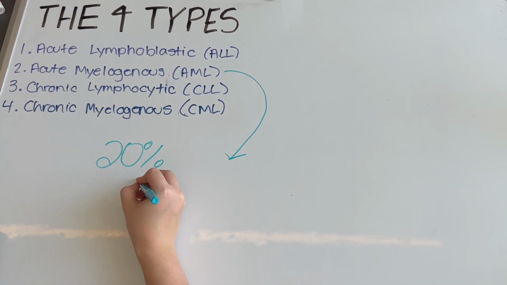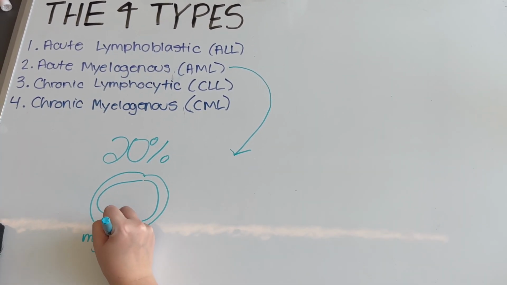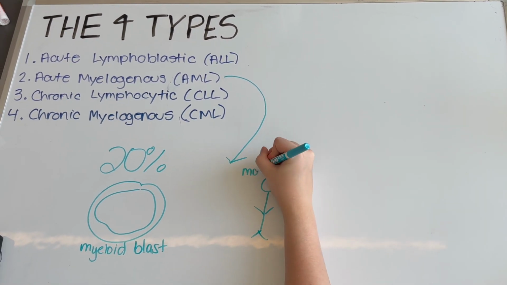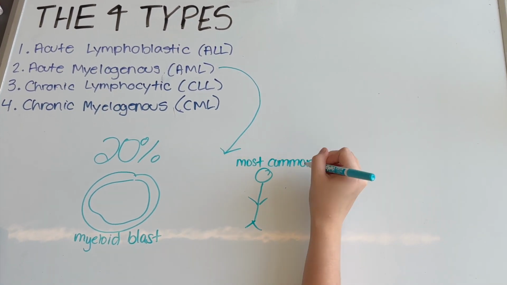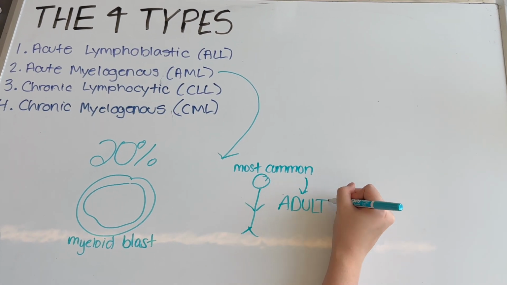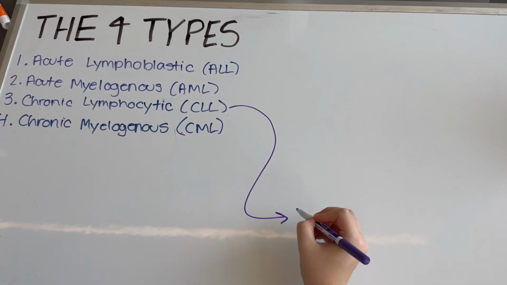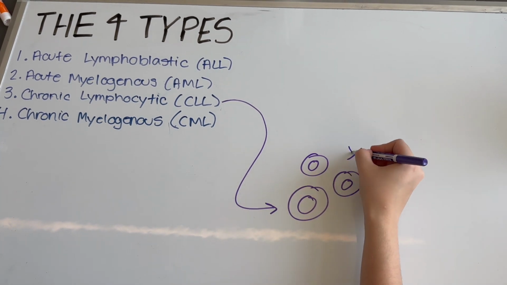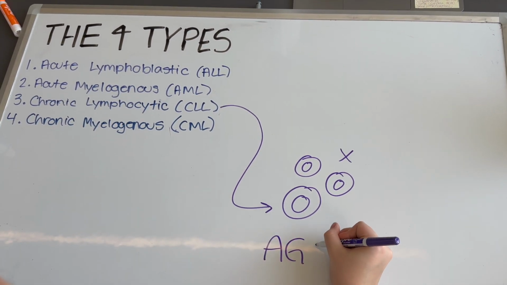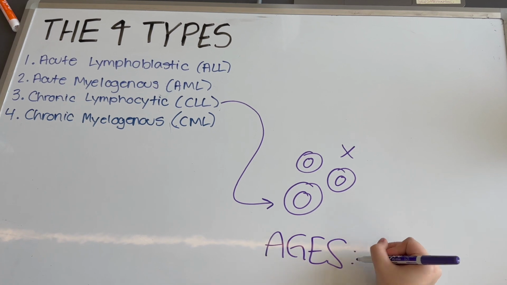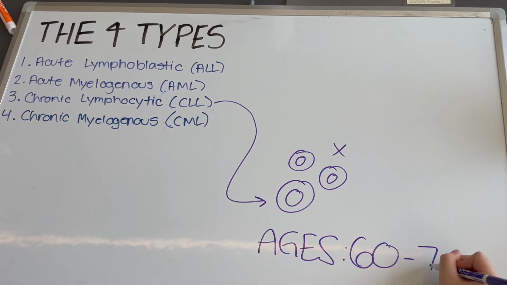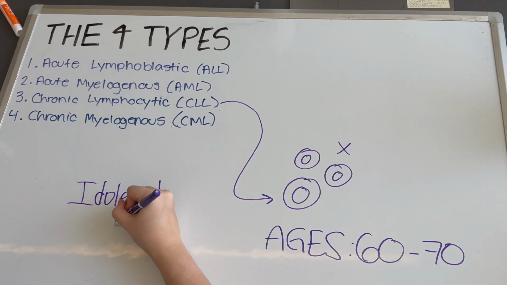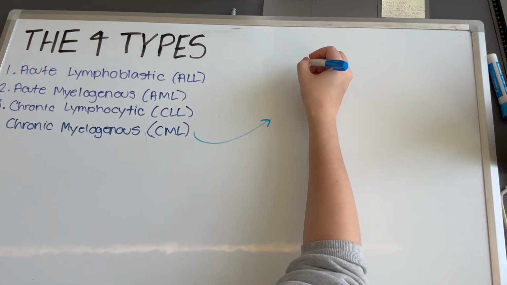AML is characterized by greater than 20% myeloid blasts and is the most common acute leukemia in adults. It is the most aggressive cancer with a variable prognosis depending upon the molecular subtypes. CLL occurs from the proliferation of monoclonal lymphoid cells. Most cases occur in people between the ages of 60 and 70. CLL is considered an indolent disease for the most part, meaning not all patients with a diagnosis will need to start treatment until symptomatic from the disease.